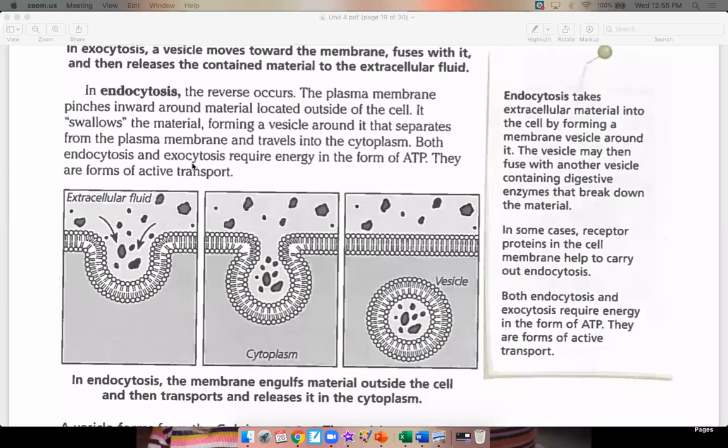Both endocytosis and exocytosis require energy in the form of ATP. They are forms of active transport.